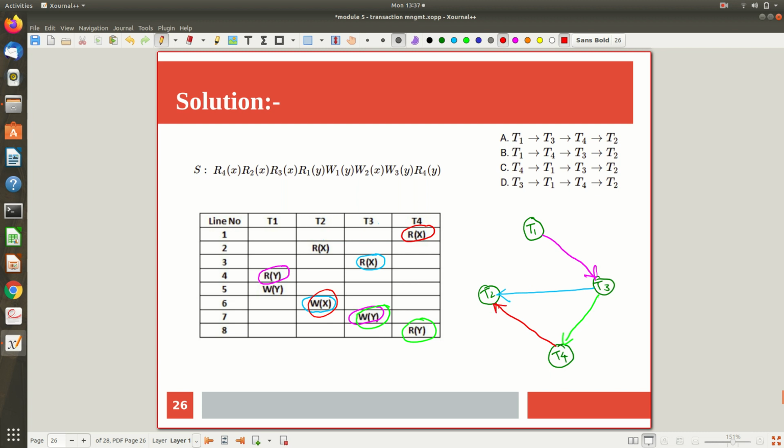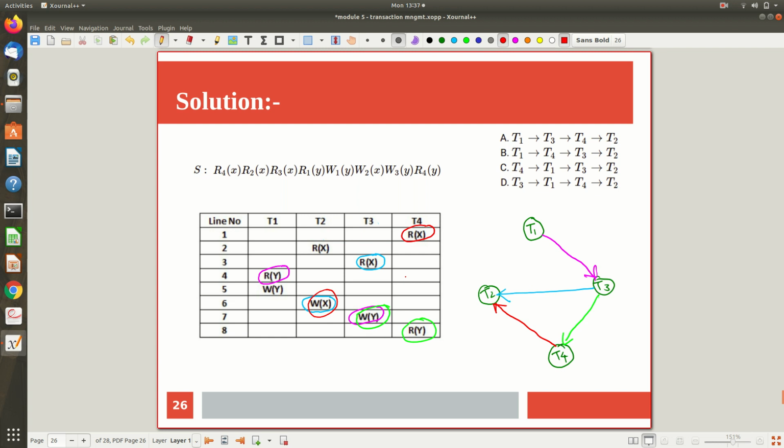So this drawing of the graph is very important, okay. Then similarly, this is read x. There may be multiple conflicting operations, but as soon as you get one pair, you can draw that edge and move on to the next check, okay. Here it is R of x, okay, no conflict. Here it is R of y and no conflict. So between T4 and T3, there is no conflict, okay. And other things also we checked. See, this is the final graph you are getting.